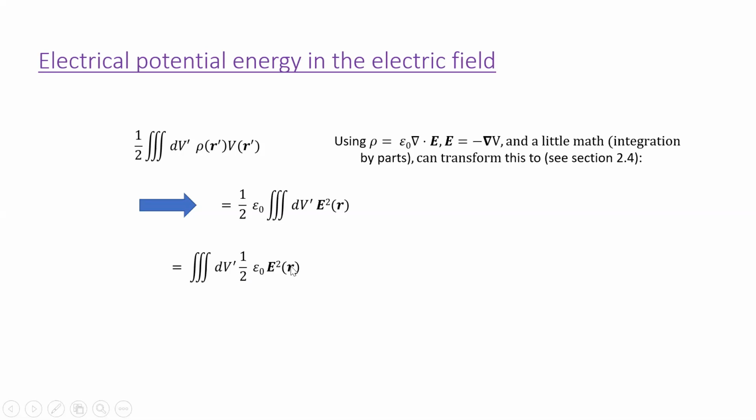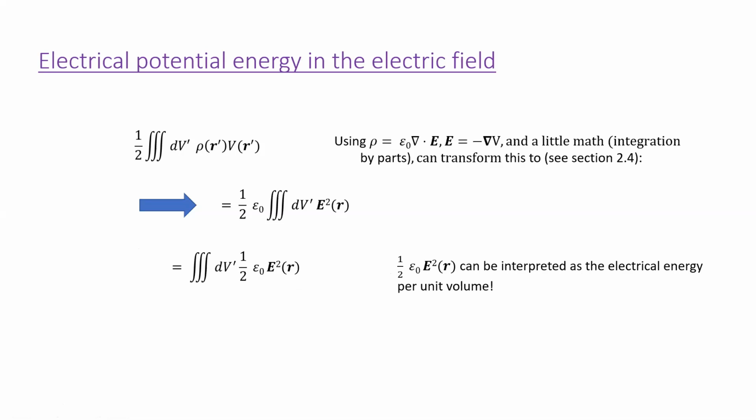So this is saying the total electric potential energy is the integral over the volume of some kind of density. Just like the mass is the volume integral of the mass density, or the charge is the volume integral of the charge density, here we're saying the electric potential energy is the volume integral of this quantity here. So we can interpret this as the density of electric potential energy. That is, we can interpret this 1/2 epsilon naught E squared of r as the electric energy per unit volume.